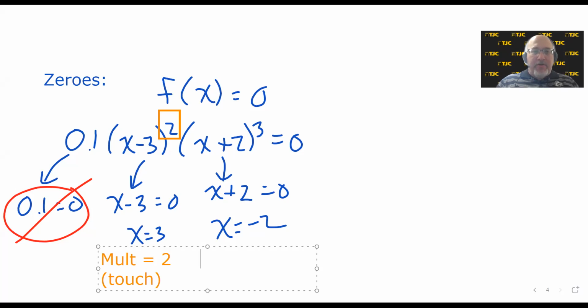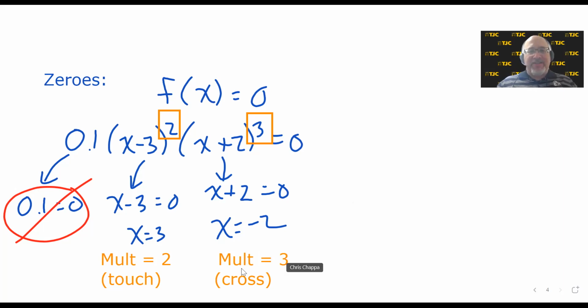But the other zero has a multiplicity of 3. And because 3 is odd, that means that this graph will actually cross the x-axis at x equals -2. But the homework didn't ask us all that. They just asked us for the zeros, and the zeros are 3 and -2.